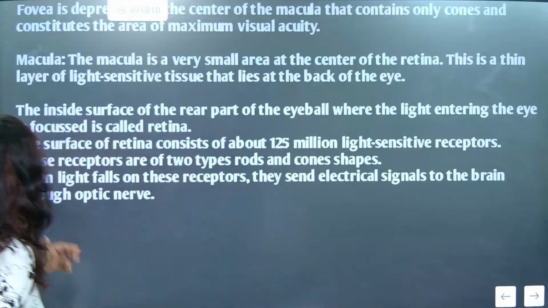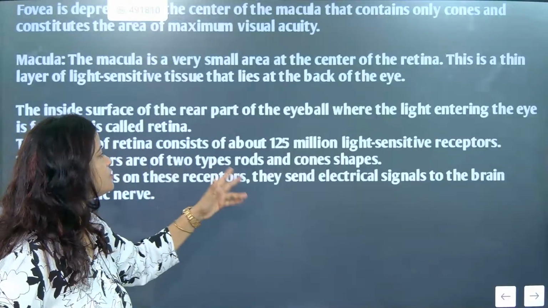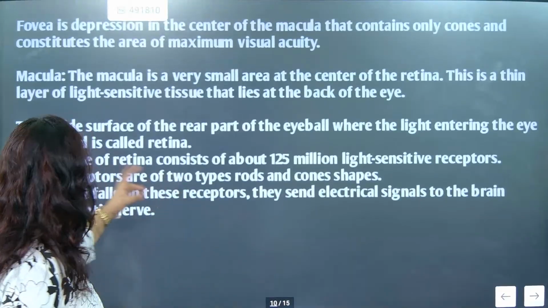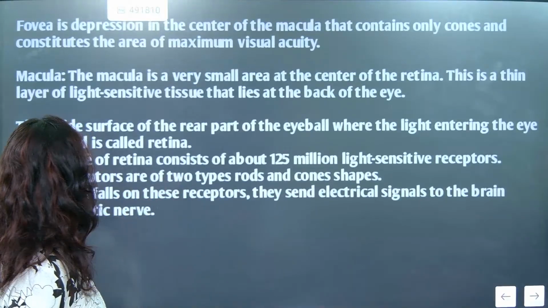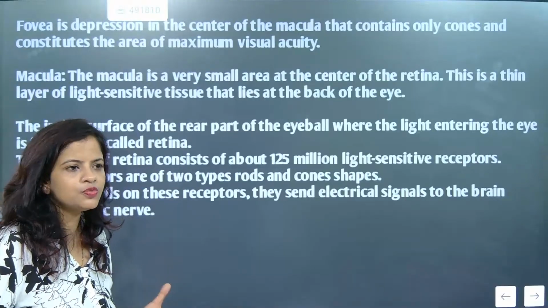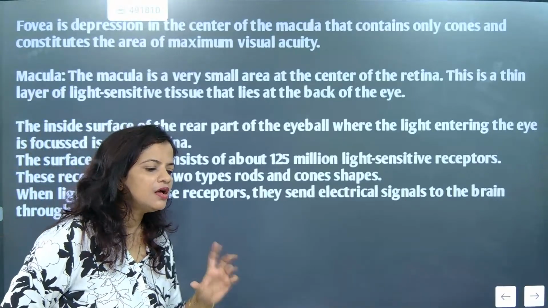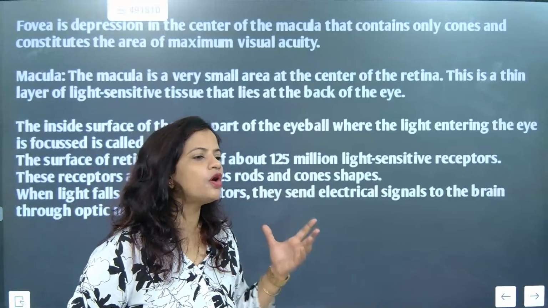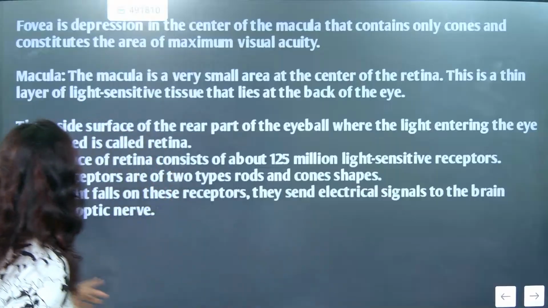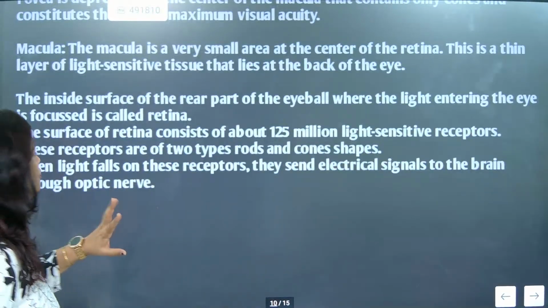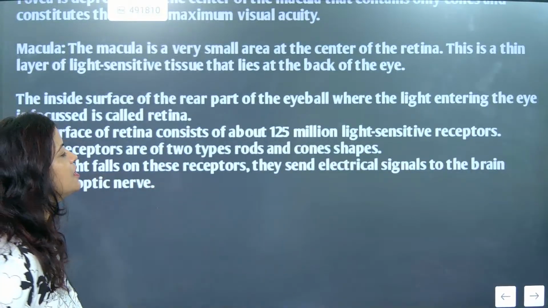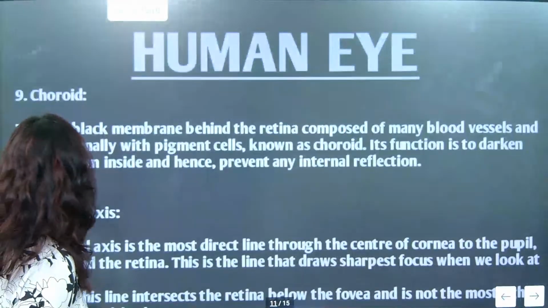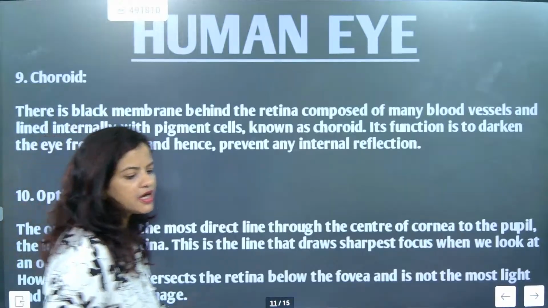Now listen. The receptors of these two types are rods and cones. Where are these receptors? Retina. Which is the region? Macula, the yellow spot region. Fovea, macula. They will be sensitive to what? Color and darkness. We know when light falls on these receptors, they send electrical signals to the brain through the optic nerve. So we have studied the most important content there.